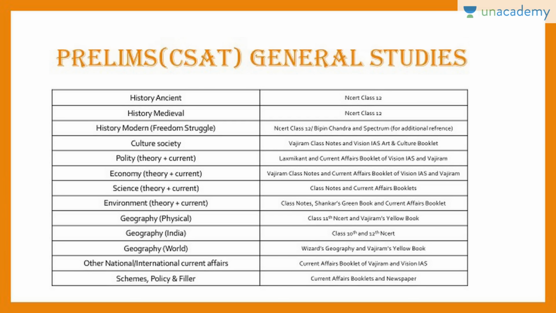But if you really want to do the whole topic of art and culture quickly, I could recommend Vision IAS's booklet on art and culture. It's around 50 pages, very concise, to the point, and also has pictures. So I think that's another great source.